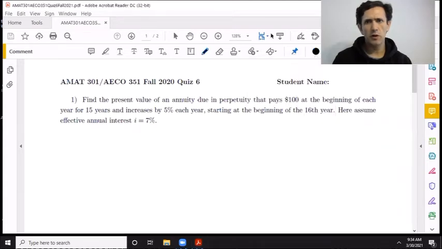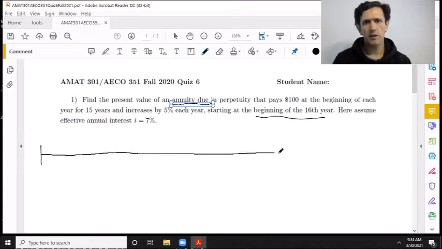So for the first one, we're finding the present value of an annuity due in perpetuity that pays 100 at the beginning of each year for 15 years, and then it increases 5% each year starting at the beginning of the 16th year. So I would definitely draw a time diagram for a problem like this.